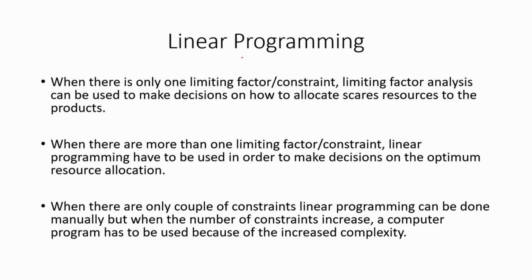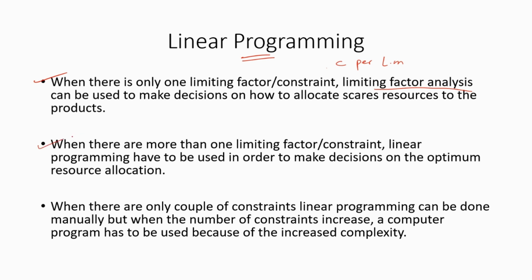Now let's discuss the main topic, which is linear programming. When there is only one limiting factor or constraint, limiting factor analysis can be used to make decisions on how to allocate scarce resources to the products. We already discussed limiting factor analysis, where we calculated the contribution per limiting factor for every product and we allocated the scarce resources from the highest contribution per limiting factor product to the lowest contribution per limiting factor product. So what will happen when there is more than one limiting factor?